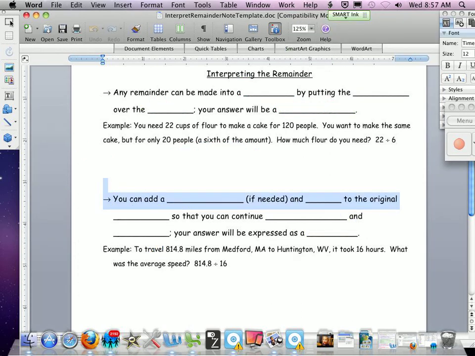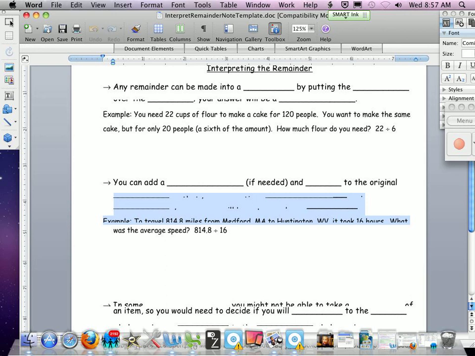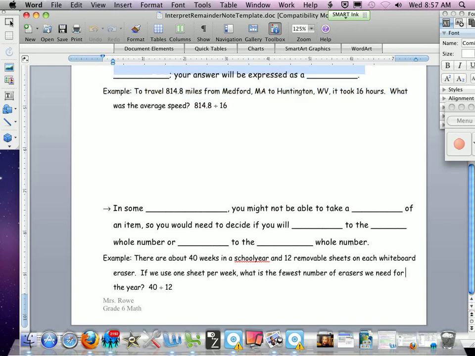Alright. So the last situation is you have to interpret what's going on. So in some word problems, you might not be able to take a portion of an item. So you need to decide if you will bump up. Notice I'm not saying round. A typical scenario is, you're going on a field trip and you've got such and such amount of students, and how many buses do you need to book? You've heard it before, right?